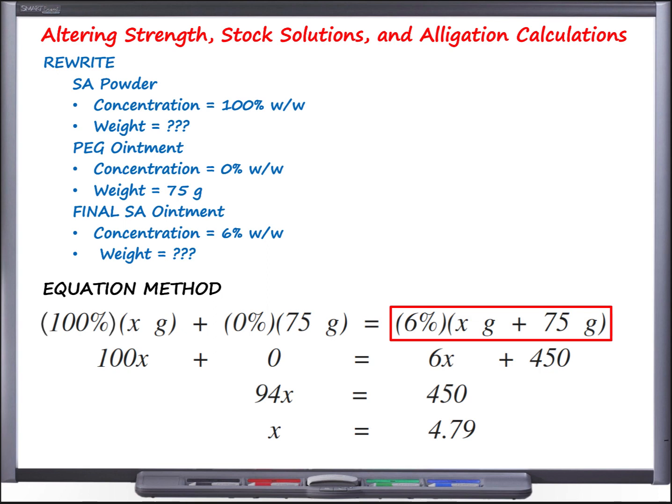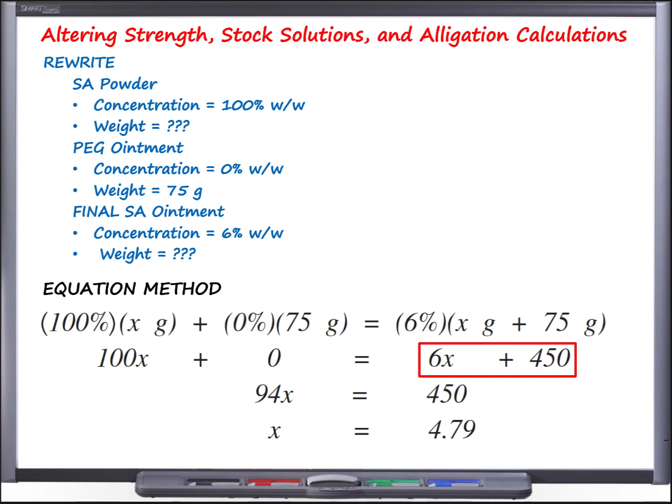Okay? You can see in looking at this first line that all of our concentrations are expressed in percent and all of our quantities are expressed in weight of grams. So as we solve for X now, let's not carry our units along any further. On the far left, 100 times X is 100X. That we're adding to 0 times 75, which is why it's 0. And set that equal to 6 times X, we get 6X. And add to that 6 times 75, which gives us a total value of 450. And that's how we ended up with the second line.